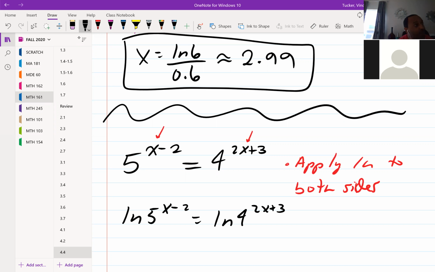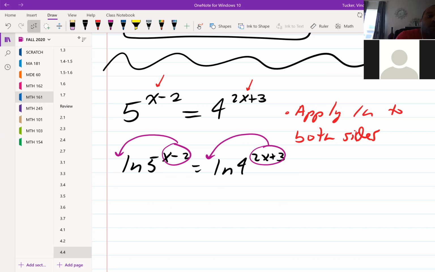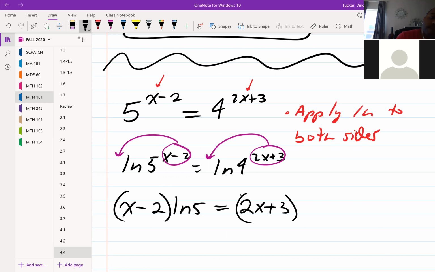Only time it really matters is if you have a base e already in your equation, or if you have a base 10 already in the equation. So we're looking at natural log of 5 to the x minus 2, natural log of 4 to the 2x plus 3. So we take that x minus 2, bring it down front, take the 2x plus 3, bring it down front for our power, because of our power rule. So that's how we have it.